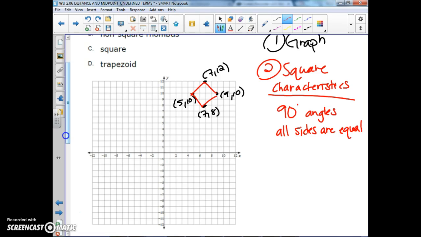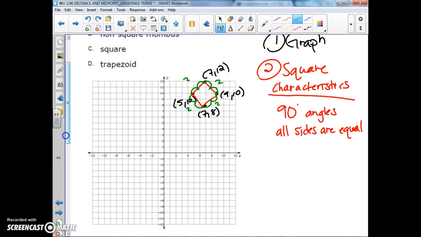Alright, so I can determine that all sides are equal with this shape because all of the lines have a slope of 1, so I can just count the unit squares. So if I count from (5, 10) to (7, 12), that's 1 unit square, 2 unit squares. That's 2. From (7, 12) to (9, 10), that's 1, 2 again. From (9, 10) to (7, 8) is 2 again, and then from (5, 10) to (7, 8) is 2. Okay, so all of the sides are equal, so that's good.